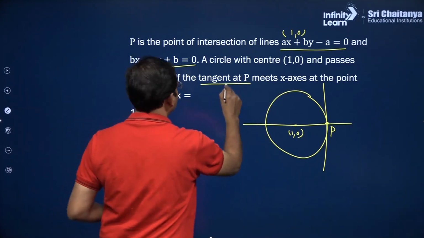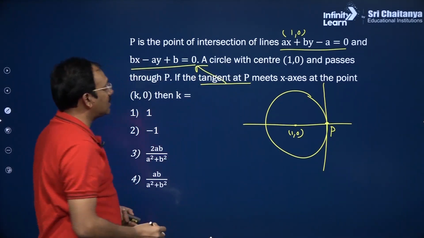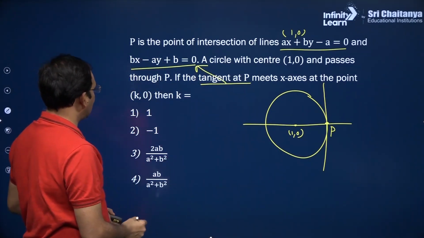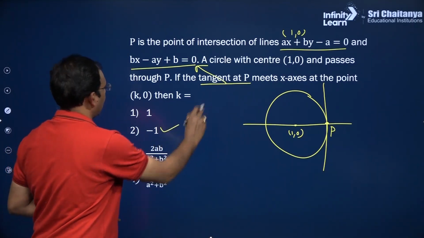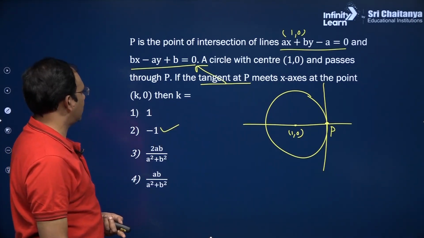So, tangent at P is nothing but this line, and it meets x-axis at the point k, 0, in the sense put k, 0 here, k is going to be minus 1, that is it.